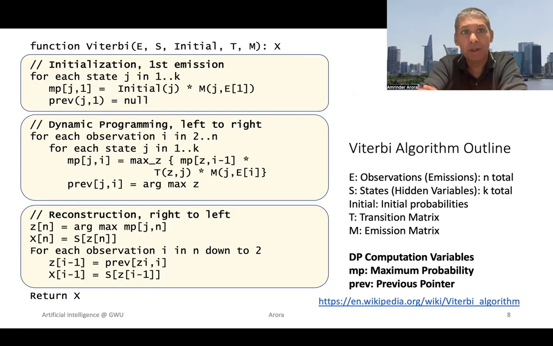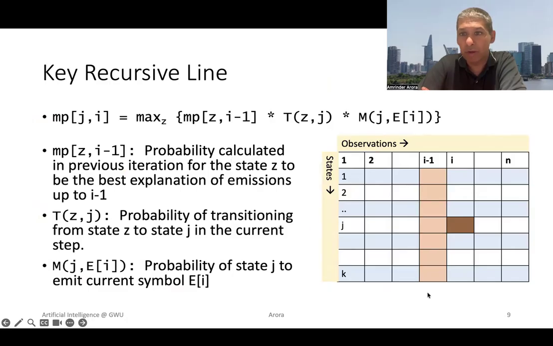In the first step, we look at just the initialization. That's the first column, the first emission. We would say that we are looking at E1. And for each state j in 1 through k, we set MP, which is the dynamic programming variable, the maximum probability. MP_j,1 is equal to the initial probability for that state j times the emission probability for j giving E1. It might help if I show you this matrix first.